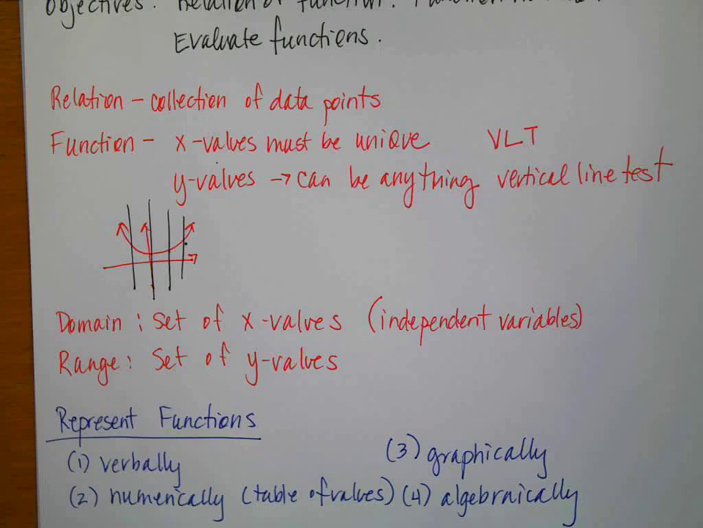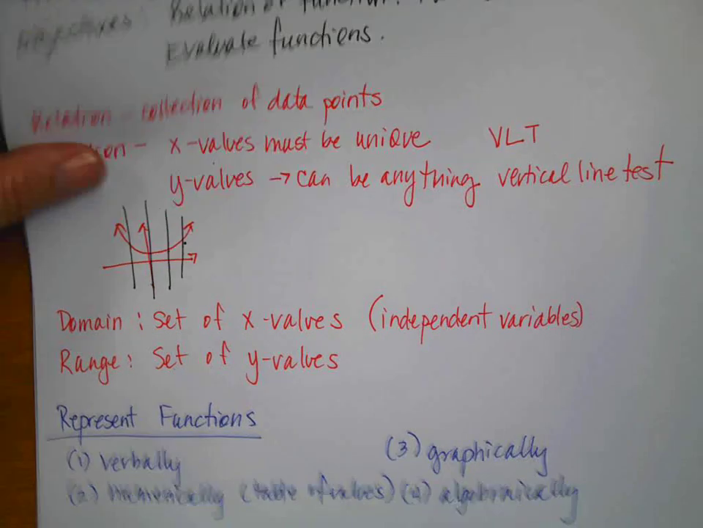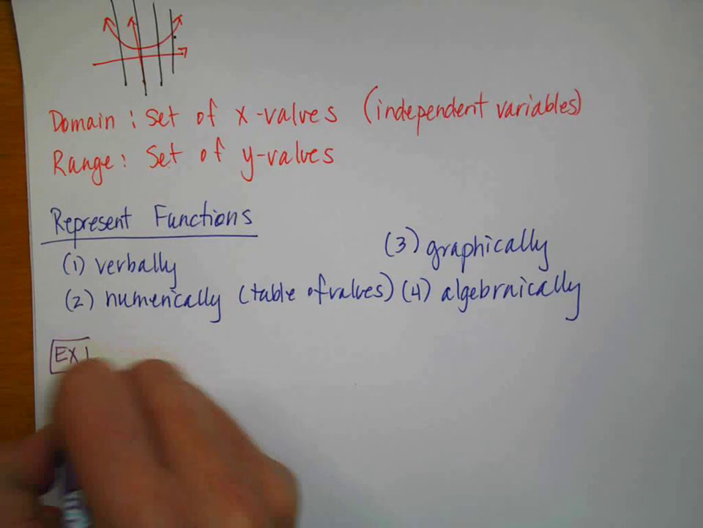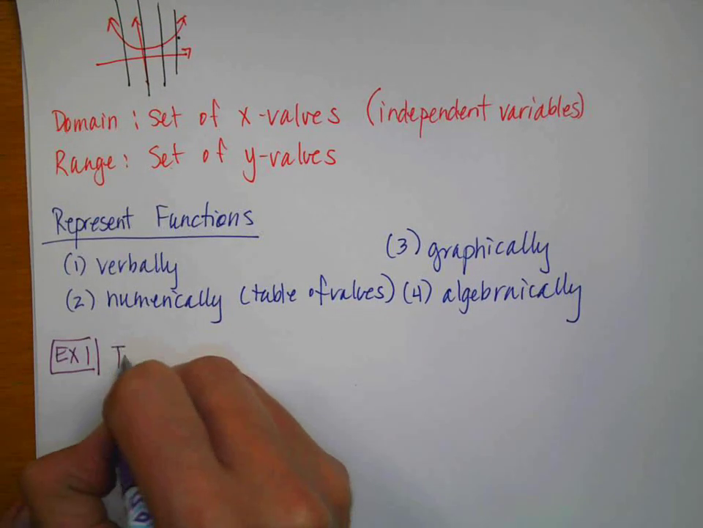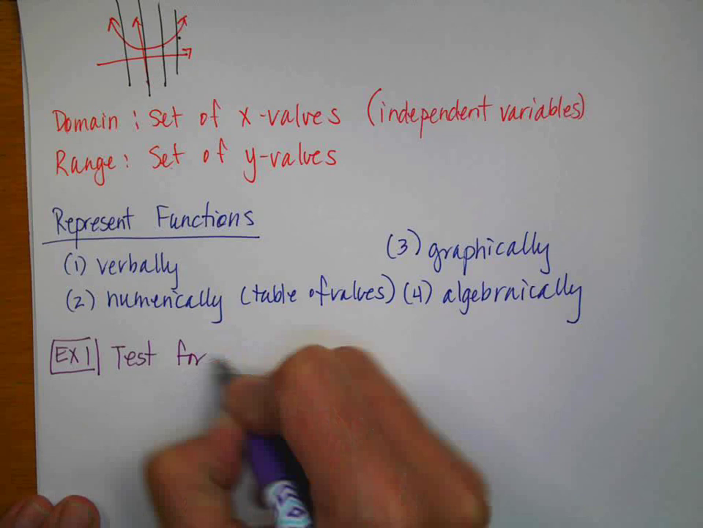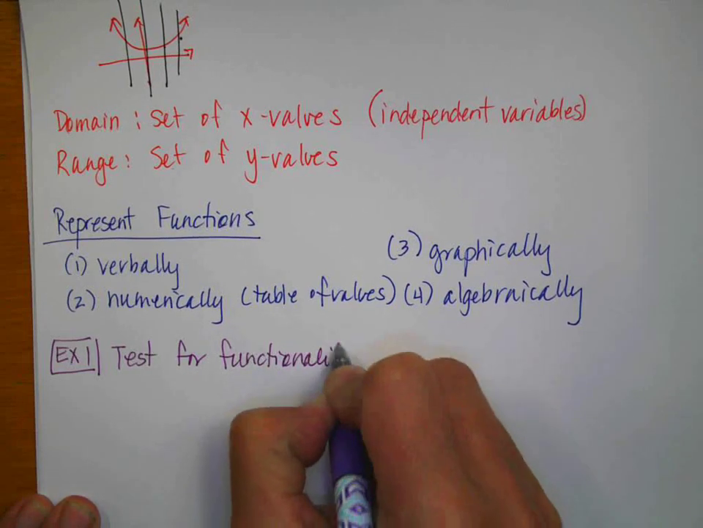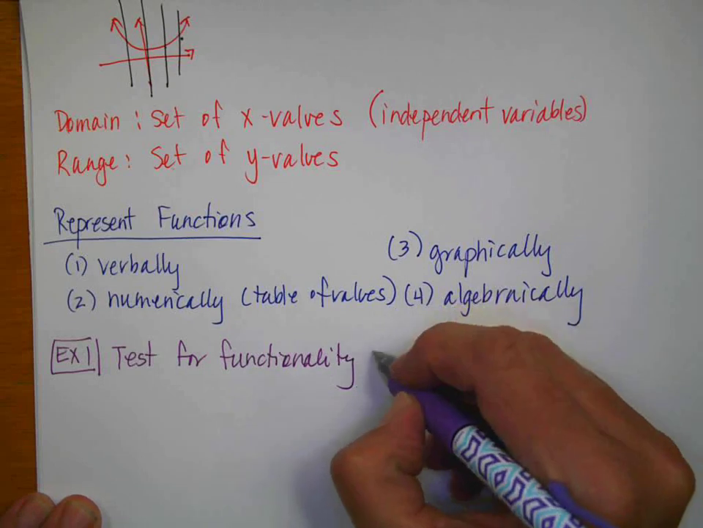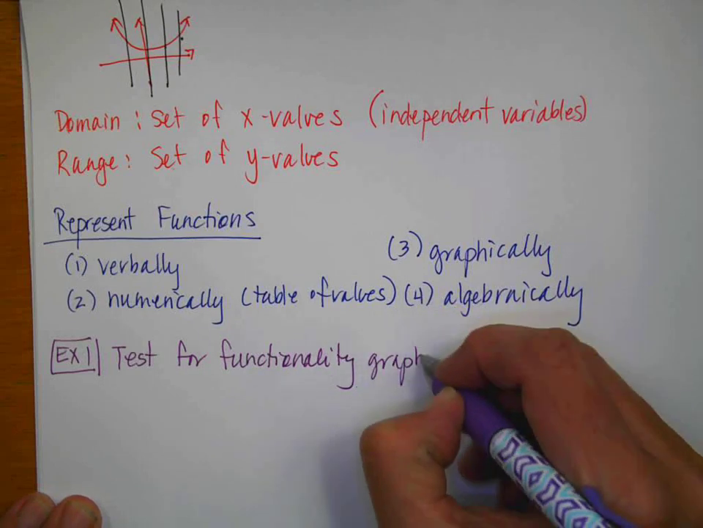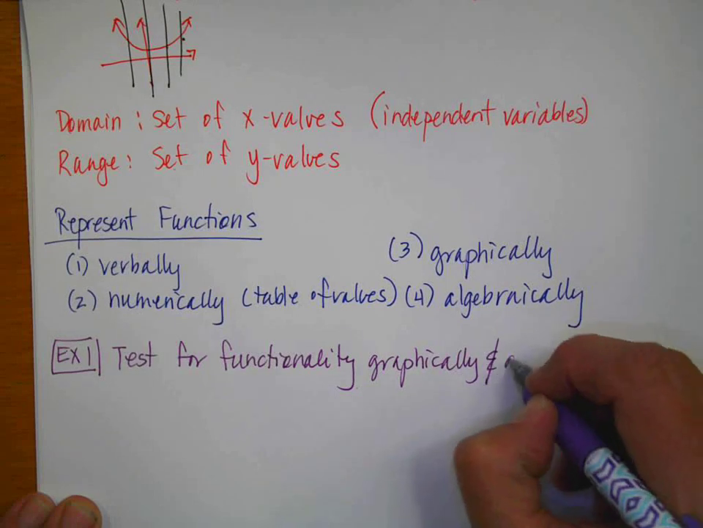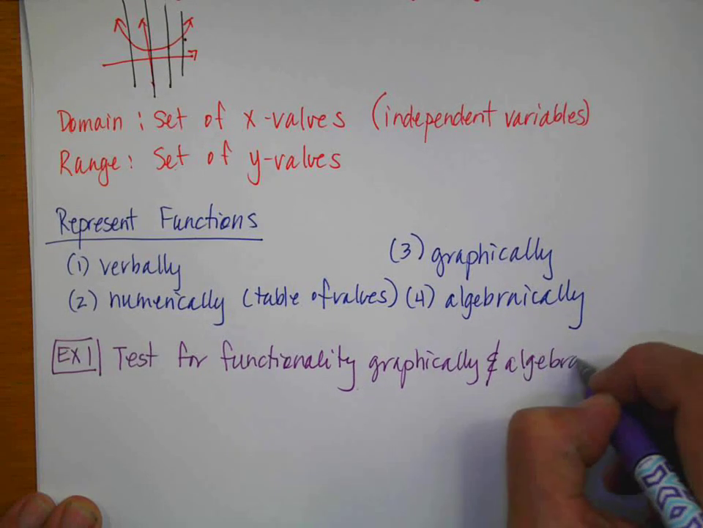Alrighty. So let's jump right in with our examples. Let me scoot the page up so you can see. For our first example, it says test for functionality. That's a cool word. And we want to do it graphically, and we want to do it algebraically.